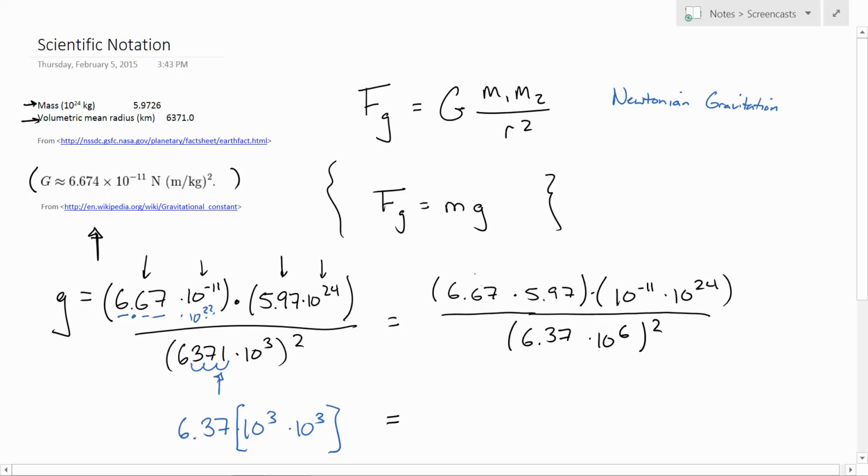I'm going to say that 6.67, 5.97, and these two factors of 6.37, because we'll write this out, 6.37 because we're squaring that, 10 to the 6th because we're squaring that. All of these things I'm going to say are just about 6. So that's going to be a big old-fashioned 1. And then here, we're going to multiply these, so that's 10 to the 13th up top.